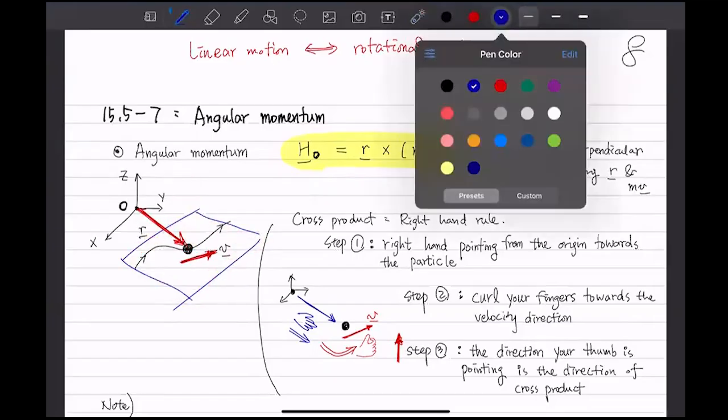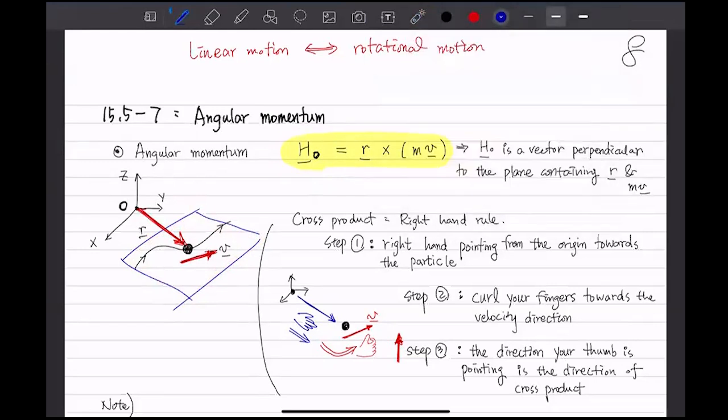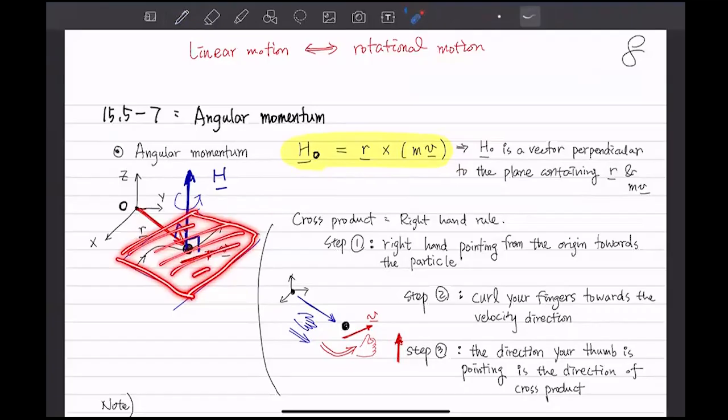Let me just draw that. So this is going to be your h, and it has a direction like that. This h is perpendicular to the surface that you are on right now. So it's perpendicular to the position vector, and it's also perpendicular to your velocity. So it is perpendicular to this whole surface that contains these two vectors.